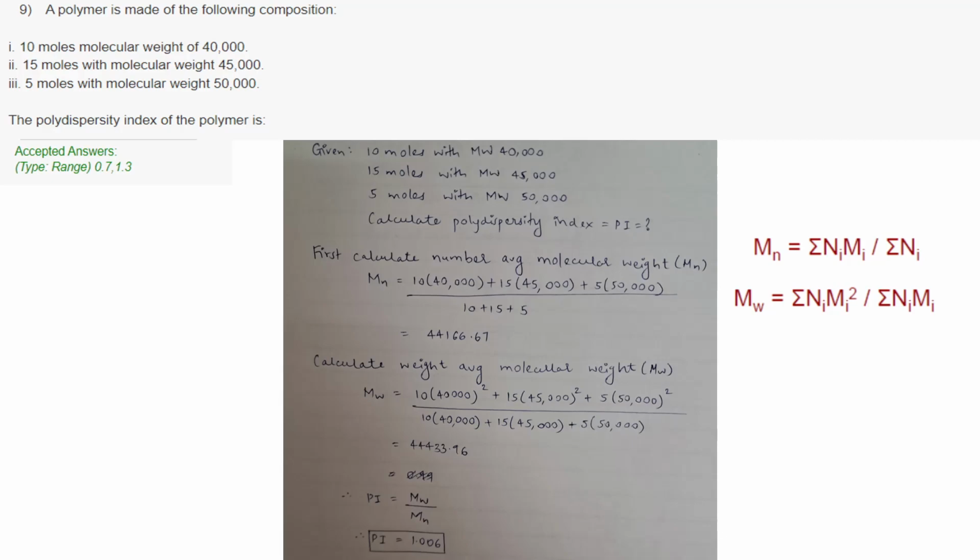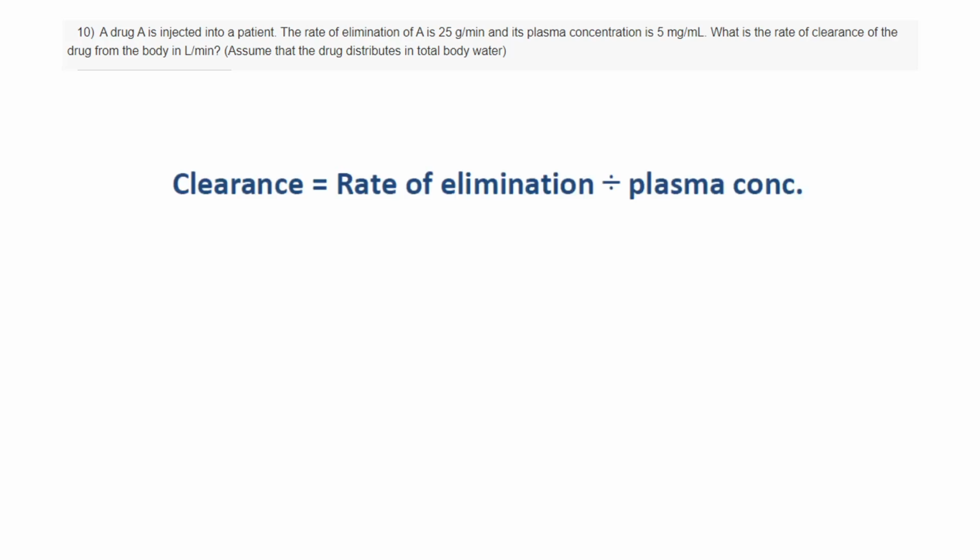Yes. Okay, so this is the last question for the assignment. A drug A is injected into a patient. The rate of elimination of A is 25 gram per minute and its plasma concentration is 5 mg per ml. What is the rate of clearance of the drug from the body in liter per minute? Assume that the drug distributes in the total body water. So you have all the values. You must be knowing the formula. If not, I'll display it on the screen and you just have to calculate and let me know the answer.